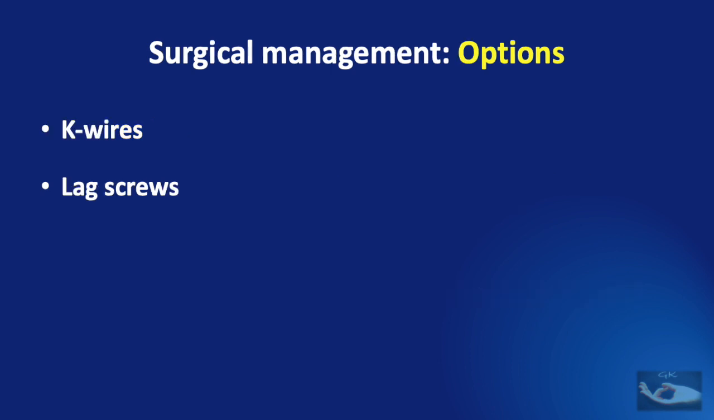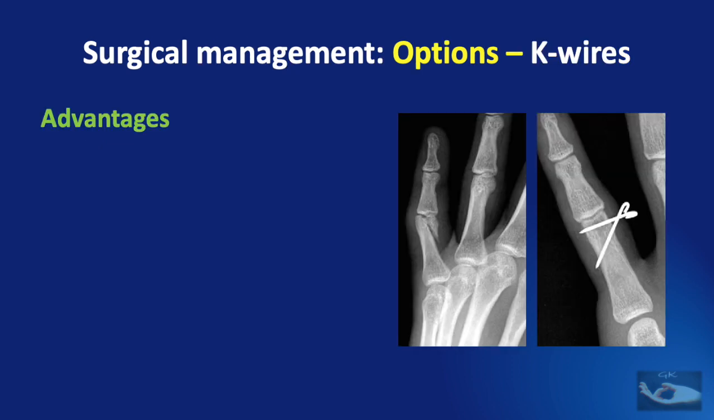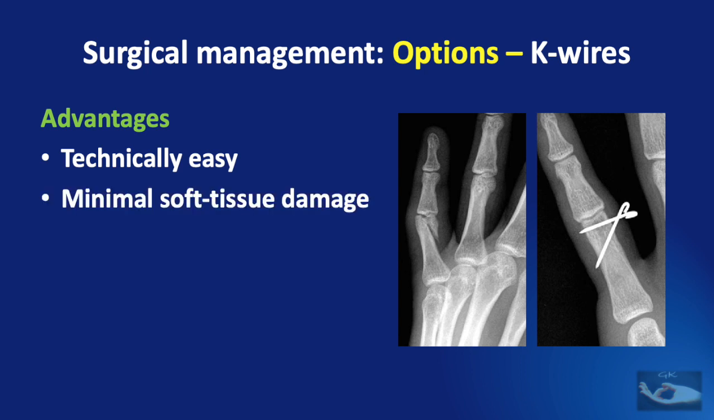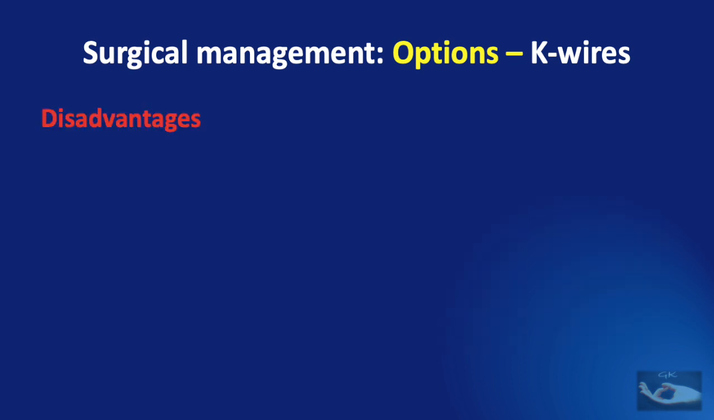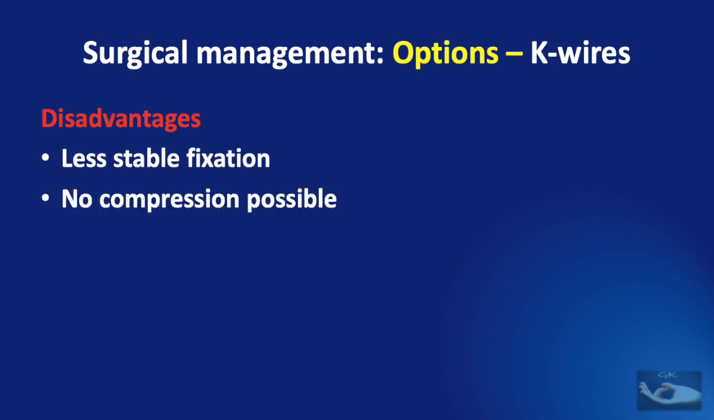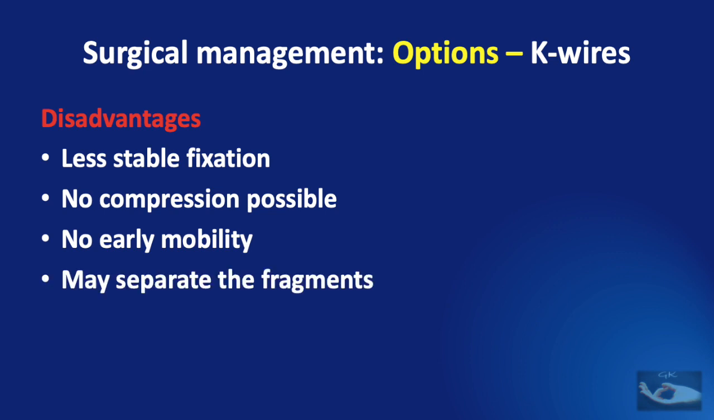The commonest methods of fixation are by using K-wires or lag screws. K-wires have the advantages that they are technically easy, there is minimal soft tissue damage, affordable cost and universal availability. But the obvious disadvantages of using K-wires for fixing condylar fractures is that there is less stable fixation, and these K-wires do not offer any compression of the fracture fragments. So, early mobilization cannot be done, and if improperly applied, the K-wire may actually separate the fragments, and finally, the projecting K-wire may irritate the skin.